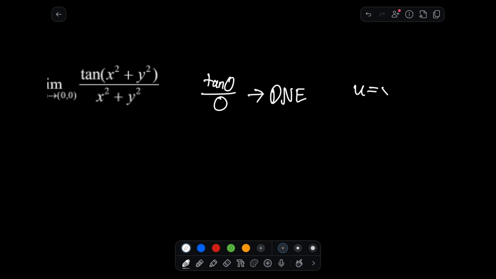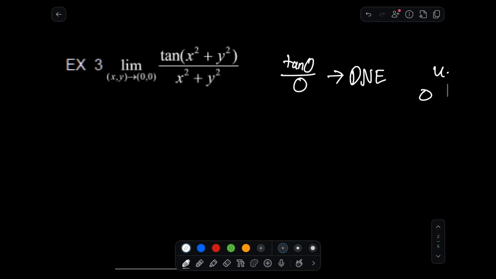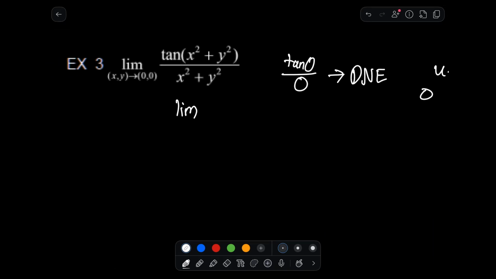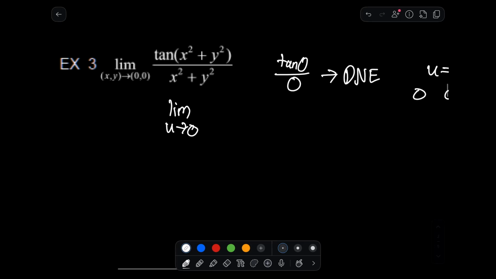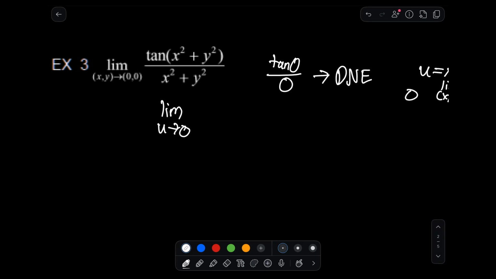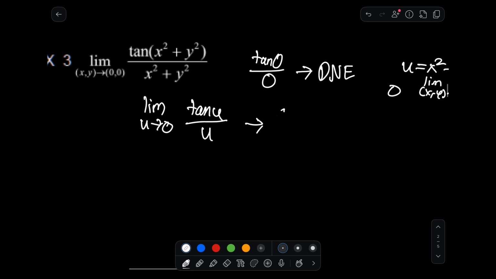We could do this trick where we say that u equals x squared plus y squared, and the limit as this approaches 0, this is just going to approach 0. So I think we can just replace that in its entirety, and then we can do limit as u approaches 0, because that's ultimately what it is, right? 0 squared plus 0 squared is 0. Tangent of u over u. This gets me 0 over 0 again.